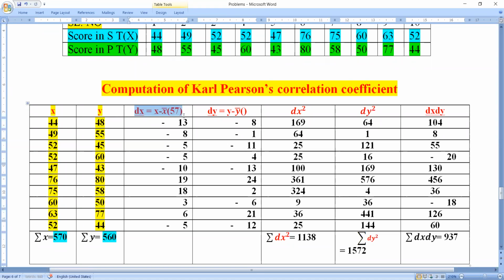When we are calculating the dx values: 44 minus 57 is minus 13, 49 minus 57 is minus 8, 42 minus 57 is minus 15, 52 minus 57 is minus 5, 47 minus 57 is minus 10, 76 minus 57 is 19, and 75 minus 57 is 18, 60 minus 57 is 3, 63 minus 57 is 6, and 52 minus 57 is minus 5. This symbol is very, very essential.